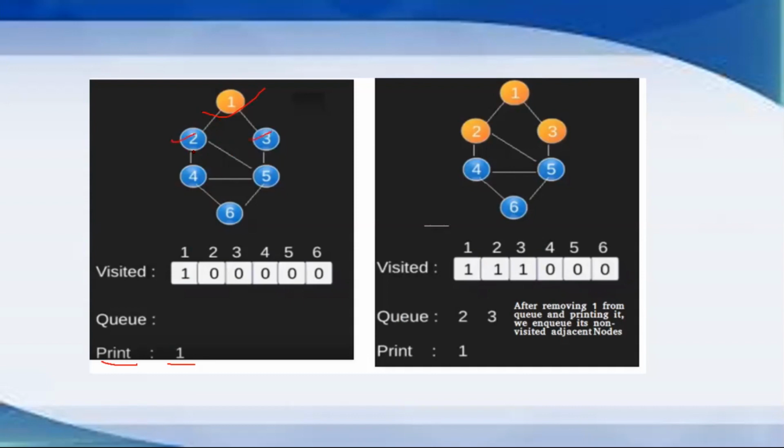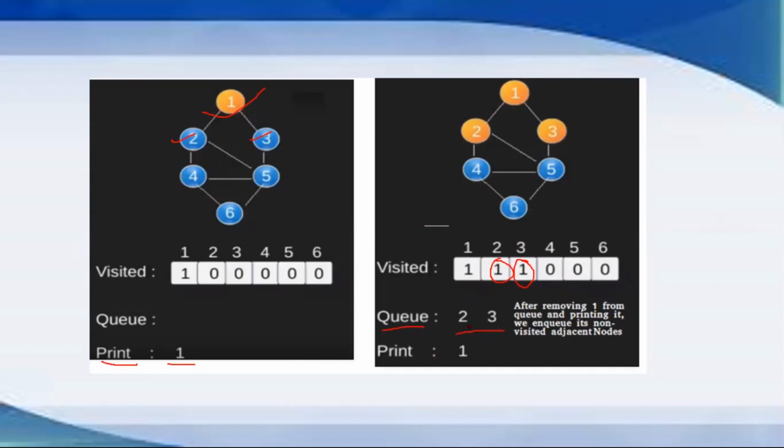So I can take 2, or I can take 3. Now in this example, I have taken 2 first. Then we will mark 2 and 3 as visited. So we'll mark 2 and 3 as 1. You can see here that 2 is marked 1 and 3 is also marked 1. That means 2 and 3 are now visited and the color is changed to orange, right? Now we will add these 2 and 3 in Q, right?